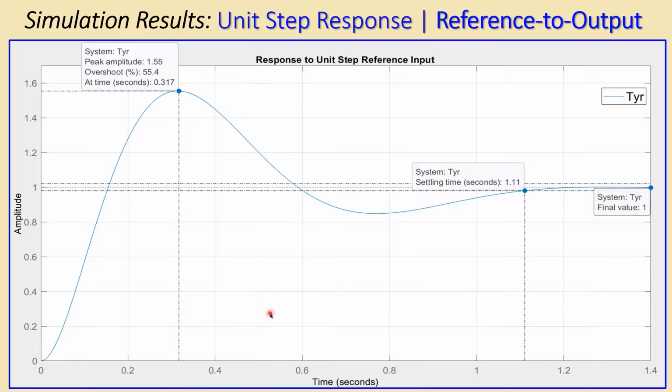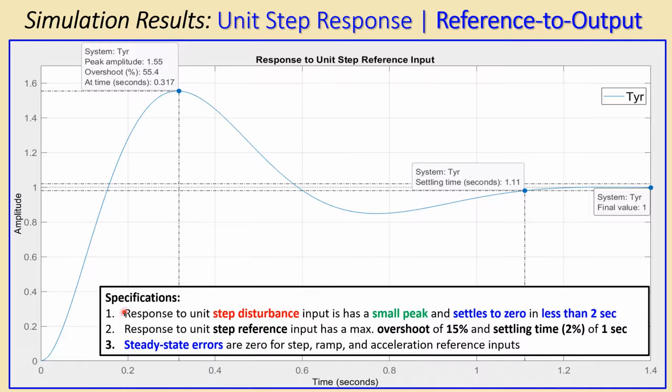Now let's also look at the reference to output, which is then this response. You can see this is the response total YR. You can see the following information again, the specifications, 15% overshoot and settling time of 1 second, and I can see that it is 55.4%, which is definitely much larger, at least 3 times larger, so that is no good. And we have the settling time, which is 1.11, which is, yeah, it is not close, but also not disastrous.